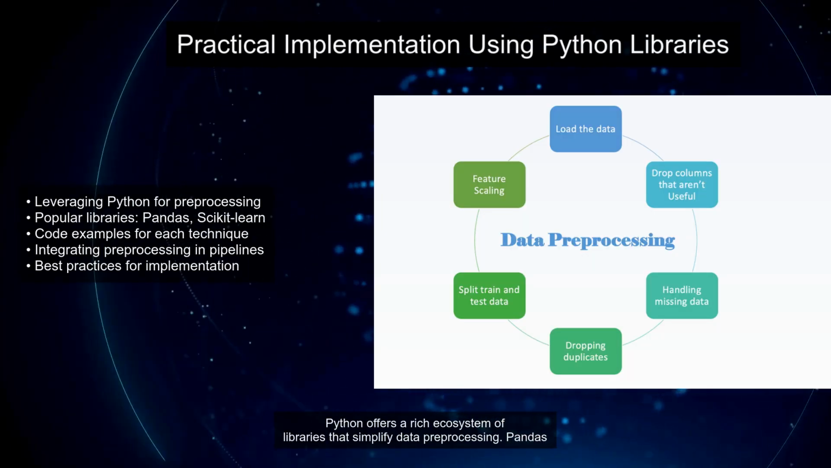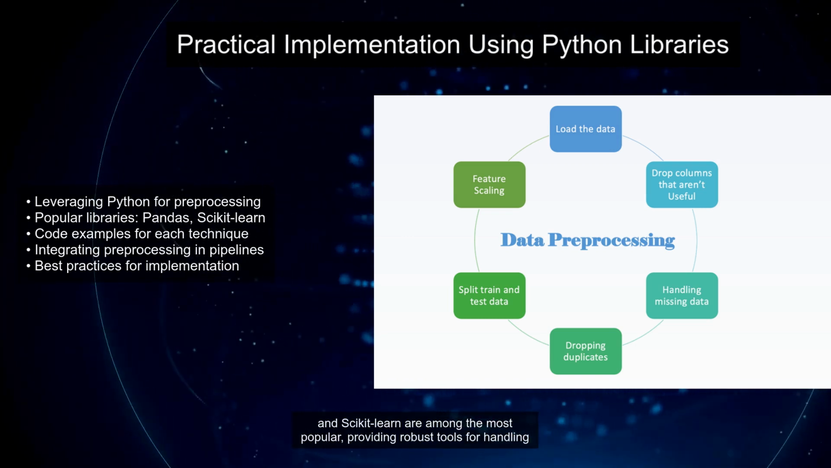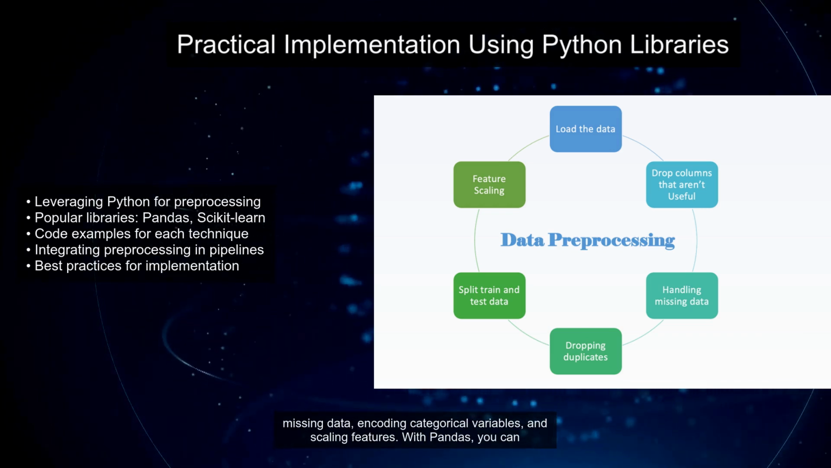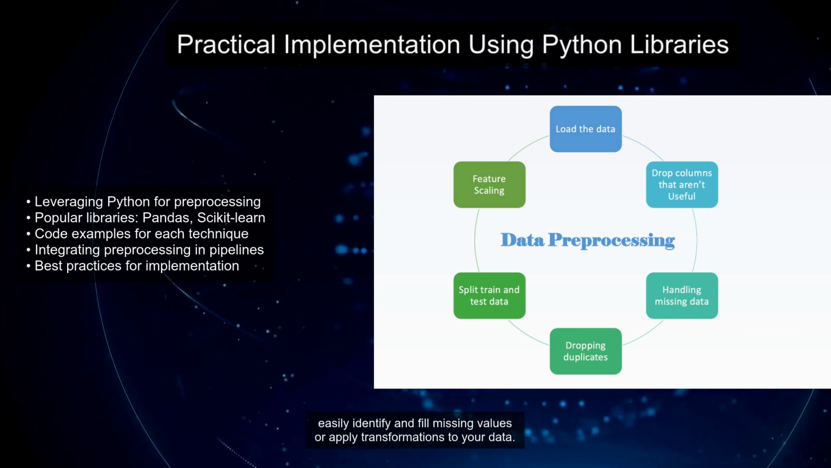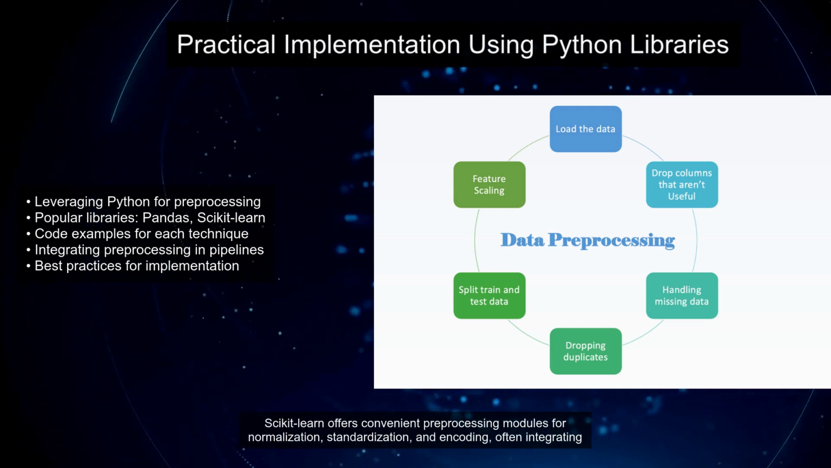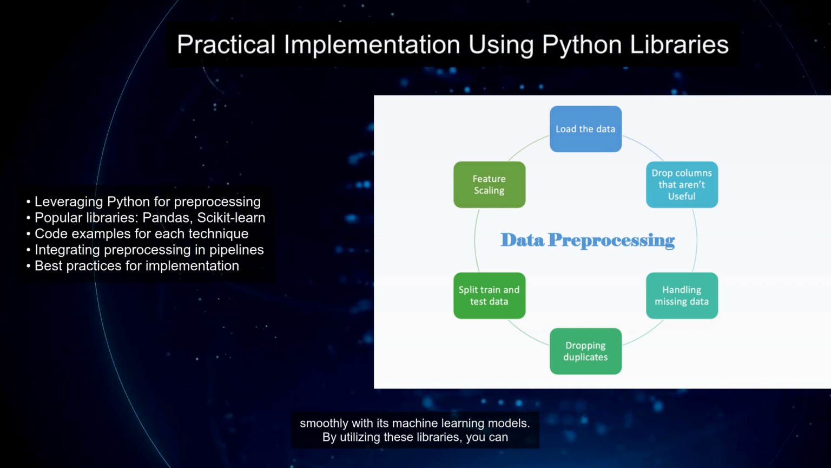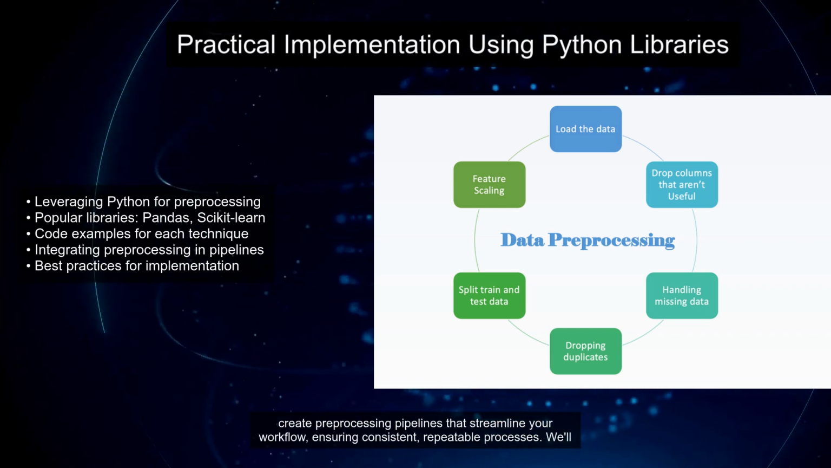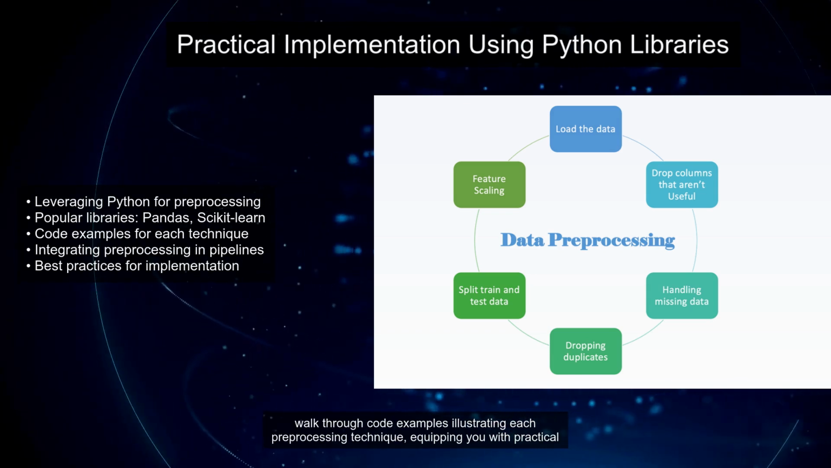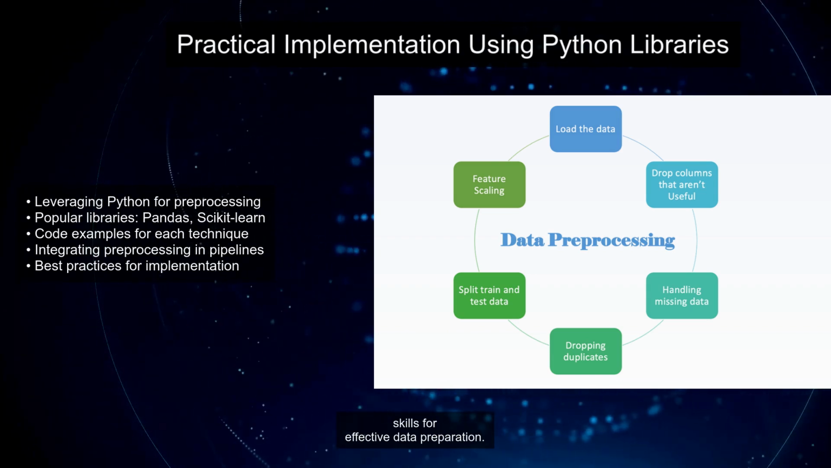Python offers a rich ecosystem of libraries that simplify data preprocessing. Pandas and scikit-learn are among the most popular, providing robust tools for handling missing data, encoding categorical variables, and scaling features. With Pandas, you can easily identify and fill missing values or apply transformations to your data. Scikit-learn offers convenient preprocessing modules for normalization, standardization, and encoding, often integrating smoothly with its machine learning models. By utilizing these libraries, you can create preprocessing pipelines that streamline your workflow, ensuring consistent, repeatable processes. We'll walk through code examples illustrating each preprocessing technique, equipping you with practical skills for effective data preparation.